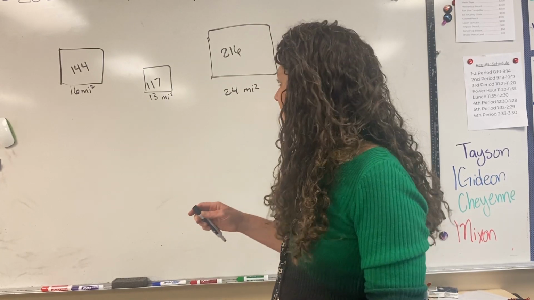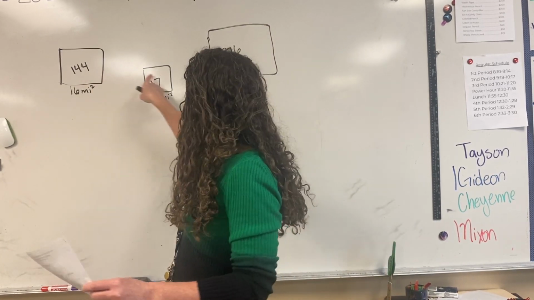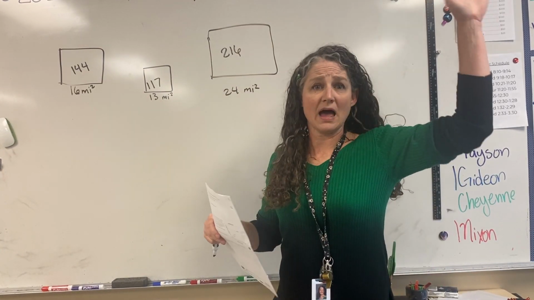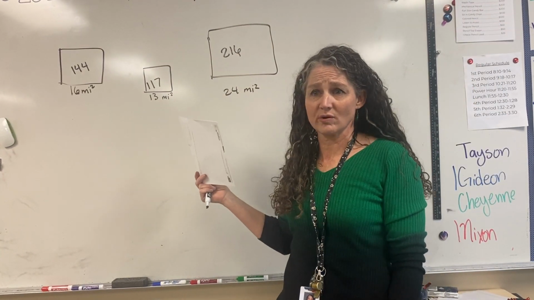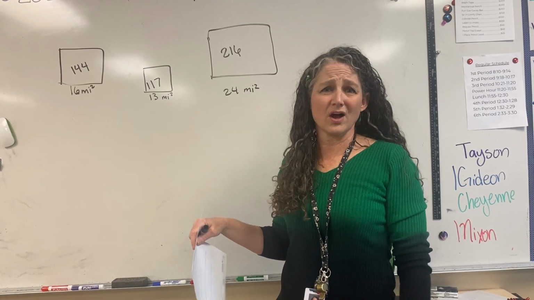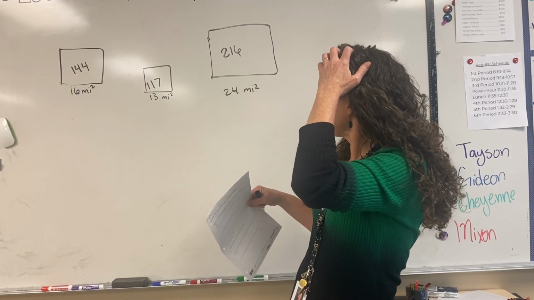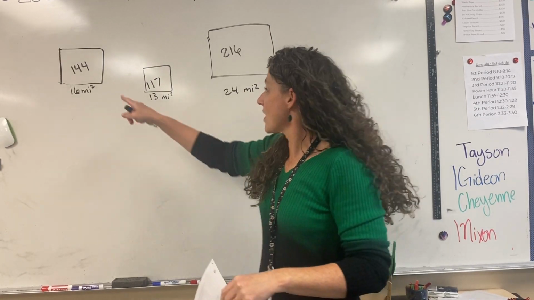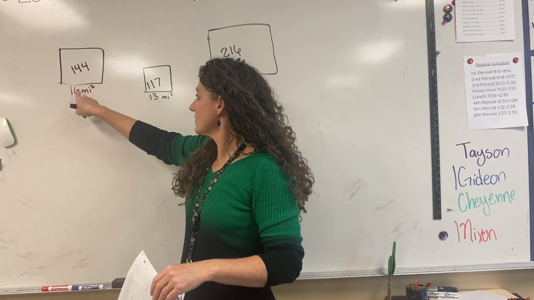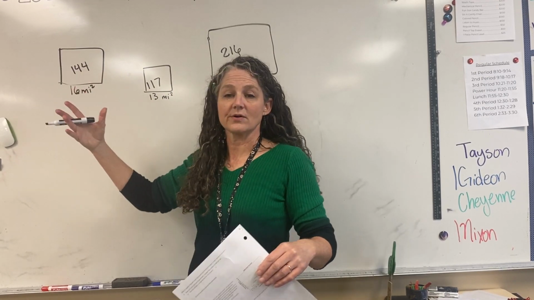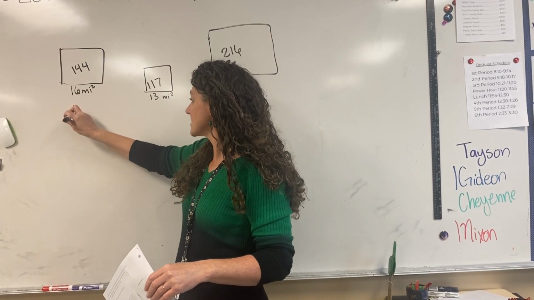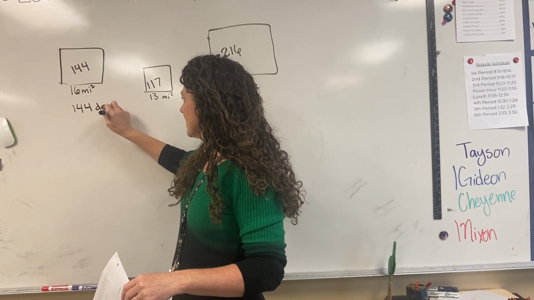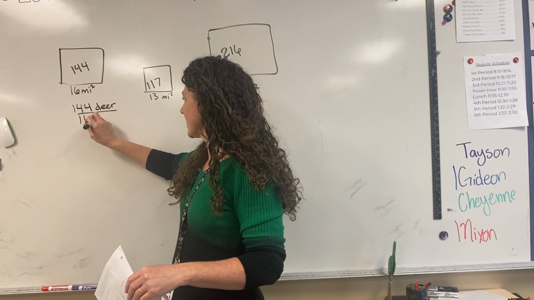144 divided by 16. Okay, so can we intelligently compare these? I'm good at math. Can I look at those and know if they're all the same? Not a clue, actually. So we're going to figure out, we know there are 144 deer in 16 square miles. How many deer are there in 1 square mile? And Gentry says we're going to divide 144 deer by 16 square miles.